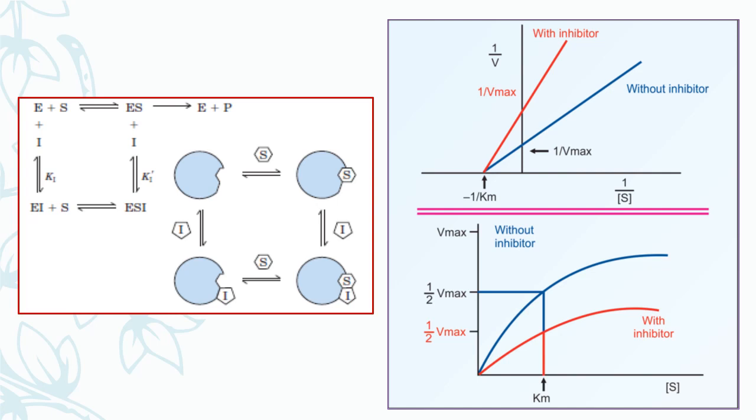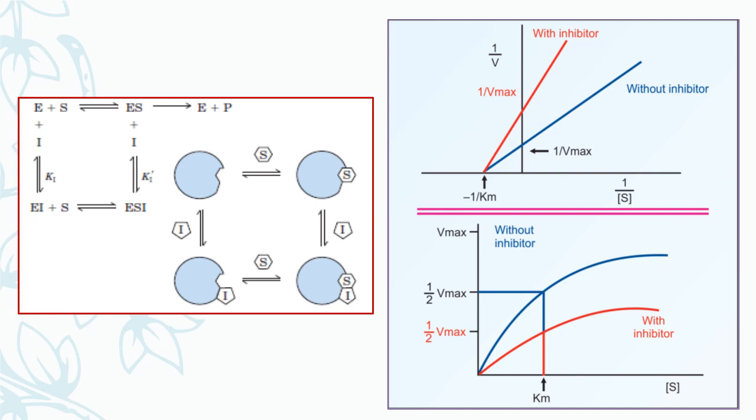Why is it mixed? Because the enzyme, in either way, can produce ESI, not only E plus S then I. It can be E plus S then I, or E plus I then EI plus S to form ESI. So it is called the mixed type of inhibition. And non-competitive inhibition is a special type of mixed inhibition where the value of K1 and K1 prime is equal. Where the value of K1 and K1 prime is equal, that is called non-competitive inhibition.